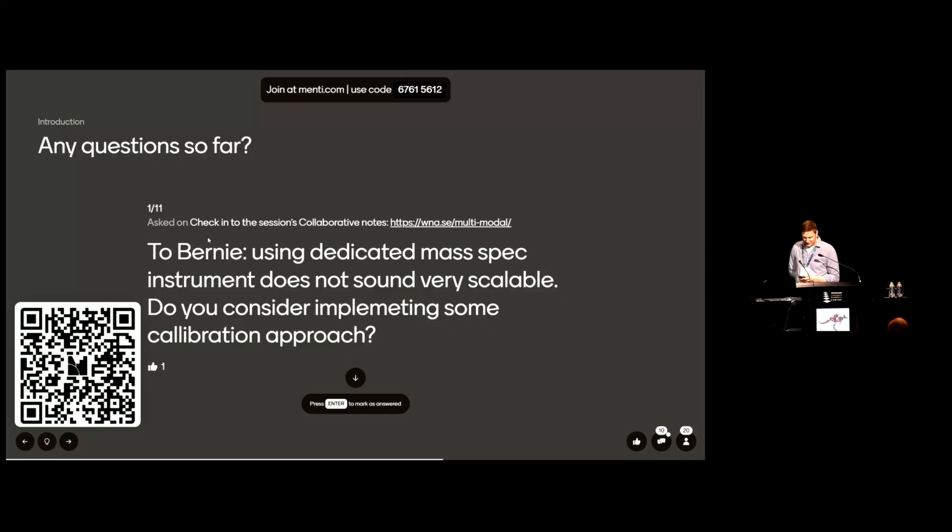Using dedicated mass spec instruments does not sound very scalable. Do you consider implementing some calibration approach? Okay, good question. Let me think about it. The machines are calibrated, of course. I'm not sure why the questioner is saying it's not scalable. One of the things that has changed recently is that new high throughput mass spec machines are available, and that's what we're using now. It's kind of revolutionizing mass spec in terms of turnaround time and number of analytes that you can measure.